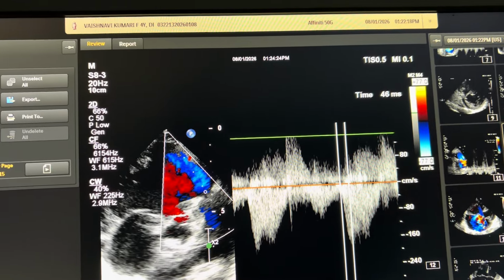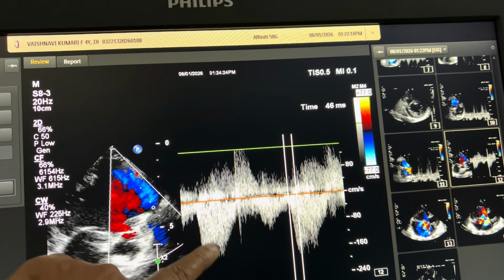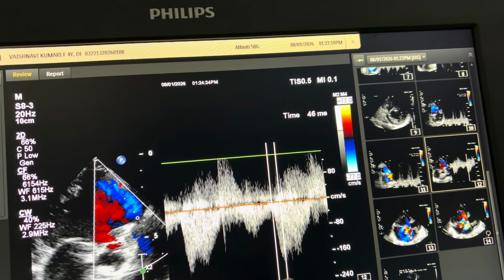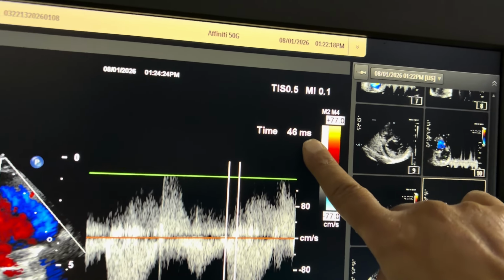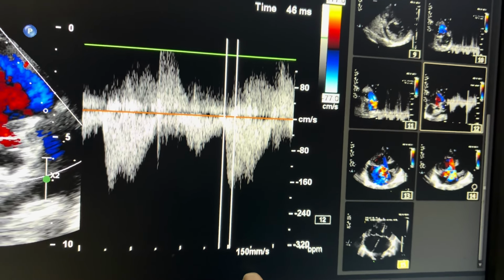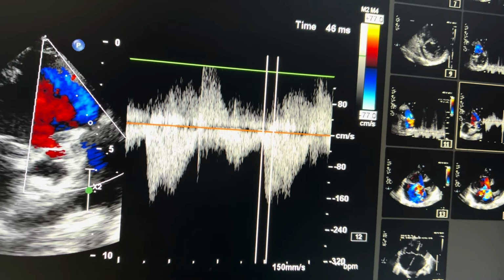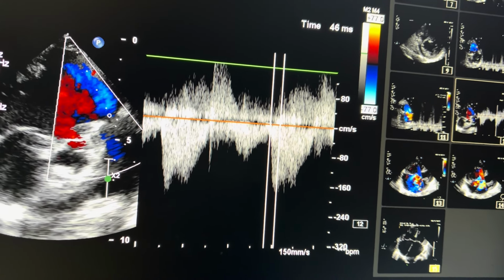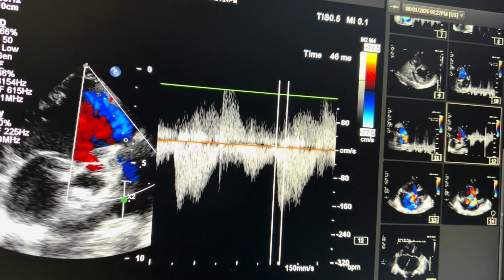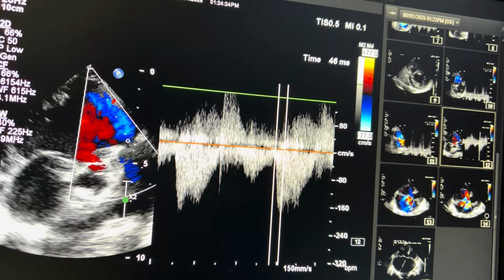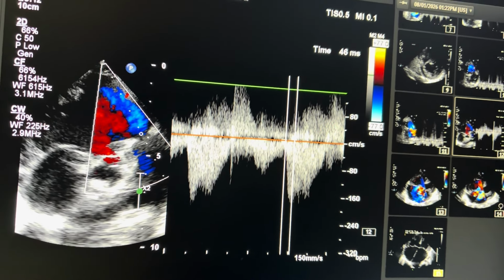I want to show you. You see this is flow across pulmonary valve. This is forward flow across pulmonary valve, and you can see the pulmonary flow acceleration time, that is only 46 millisecond. You can see this is 46 millisecond. This is pulmonary flow acceleration time. So this is very much reduced, indicating raised pulmonary artery pressure. So whenever this time is less than 70 millisecond, indicating severe pulmonary artery hypertension. So this child has developed severe pulmonary artery hypertension in this case.